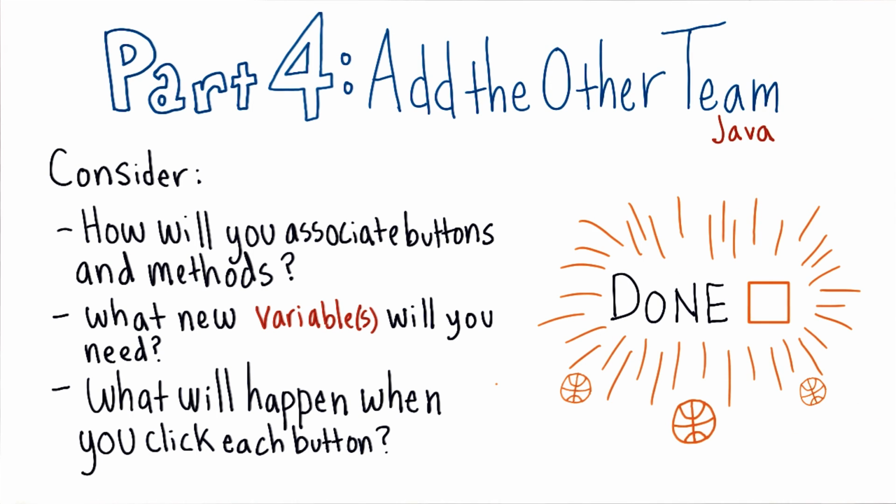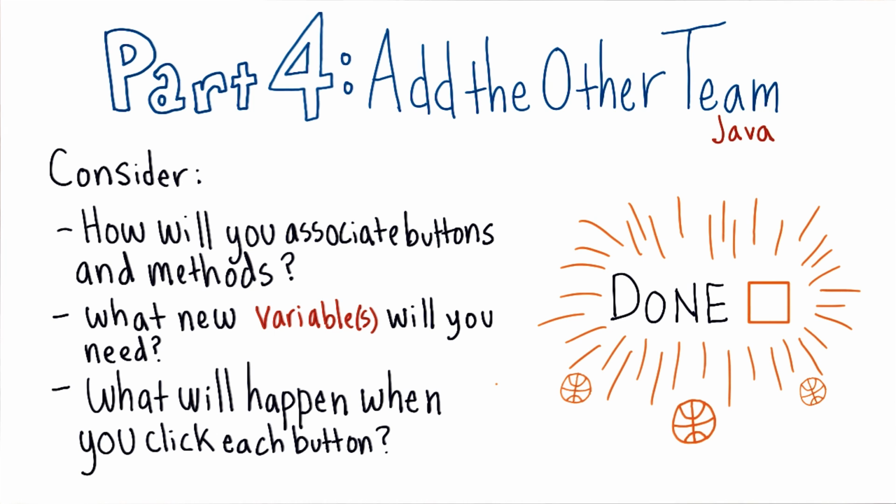Okay, let's consider these questions. So, how will you associate buttons and methods? Well, we're going to make some methods first, and then we'll associate them by using the onClick attribute of the buttons. Okay, so the next question is, what new variables will you need?